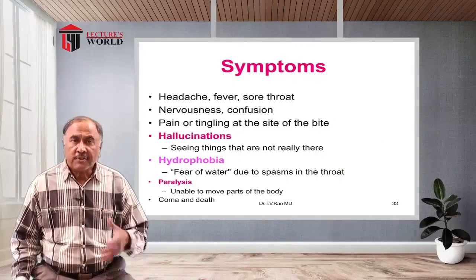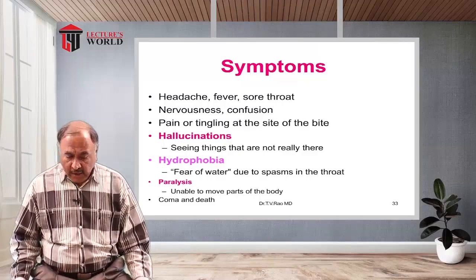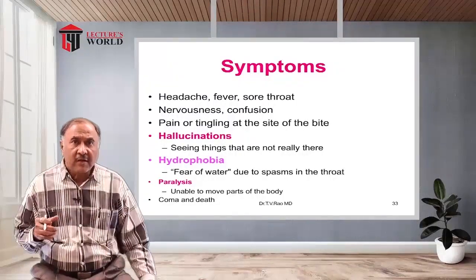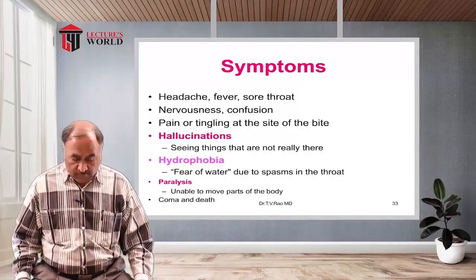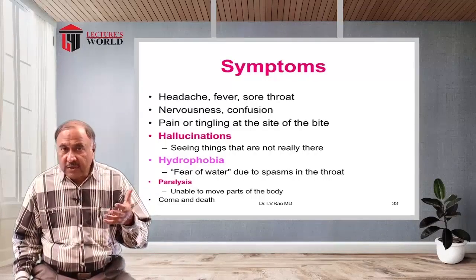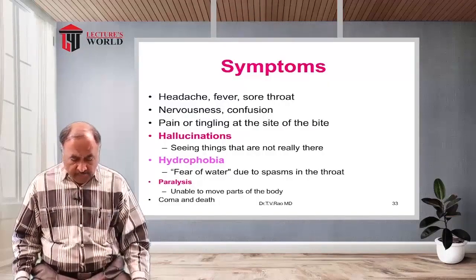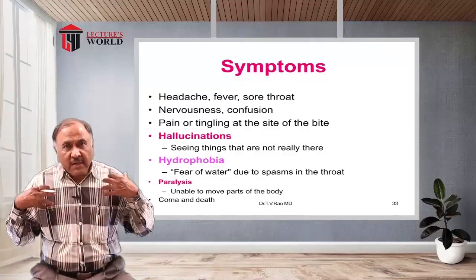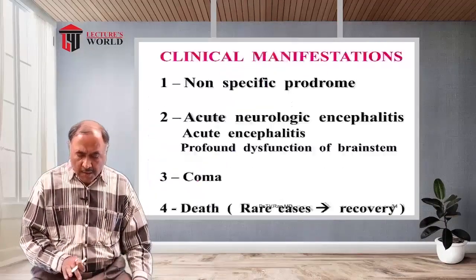Headache, fever, or sore throat is observed. Nervousness and confusion arises. Pain or tingling at the site of bite. Wherever the animal has bitten, either here or on a leg or on the trunk, there is a tingling pain at the site of the biting. Hallucinations, that is, imagining or seeing things that are not really there. Hydrophobia, that is a fear of water due to spasms in the throat. And paralysis: why would paralysis ensue? Because it is basically the nervous system which is affected, and therefore unable to move the parts of the body, would lead to coma or death.